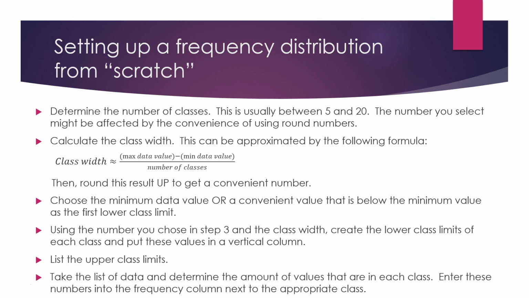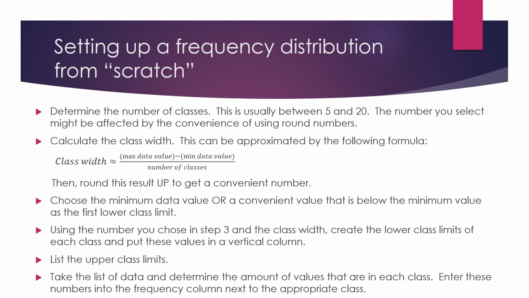The first one is to determine the number of classes. I would not ever have anything less than 5 classes, and you actually can have a lot of classes depending on what your data set looks like. So I say 5 to 20 here, but depending on what your data set looks like or what your software decides to do, you may end up with having something that has more than 20. The number you select could be affected by convenience. Again, this is important to consider while making sure that you aren't really kind of chunking your data set down too big when you need to be a little bit more specific.